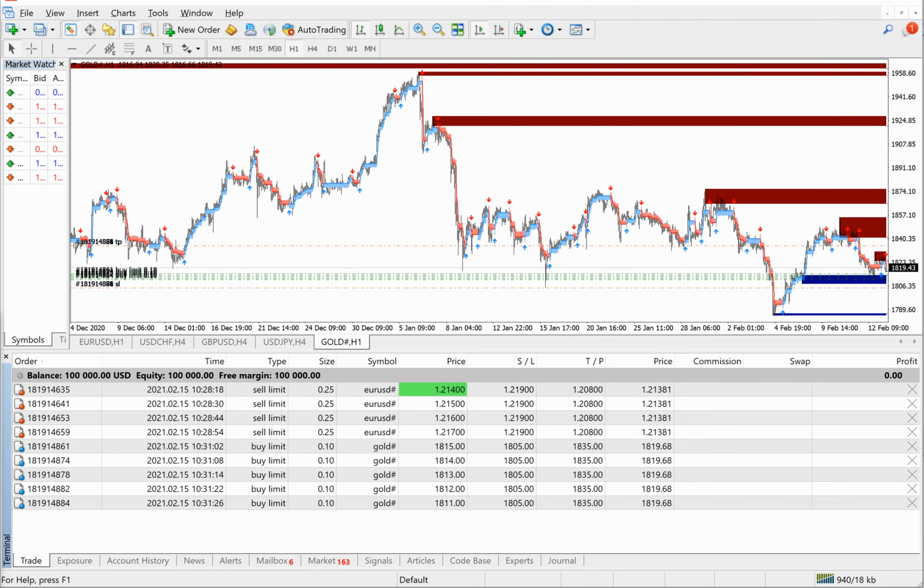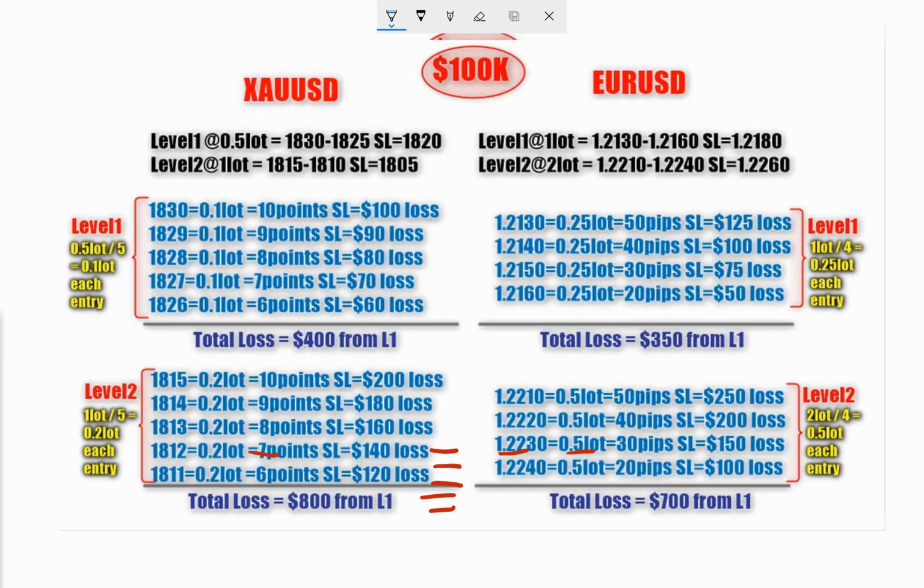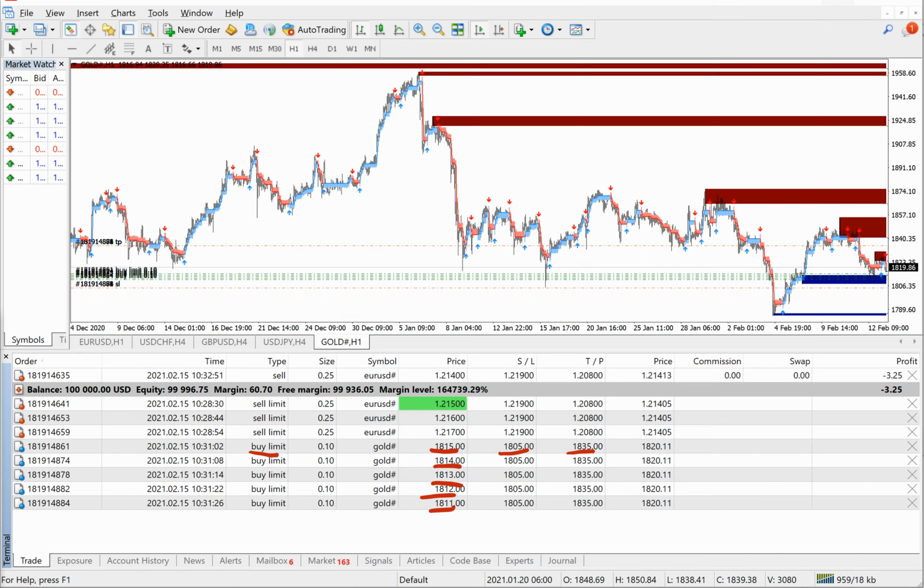And you can see that here the 5 trades have been placed in gold: 1815, 1814, 1813, 1812 and 1811. The SL for all of them is 1805. The TP for all of them is 1835. Here it's set the buy limit over here. And here you can see the trades that I have placed as of now.